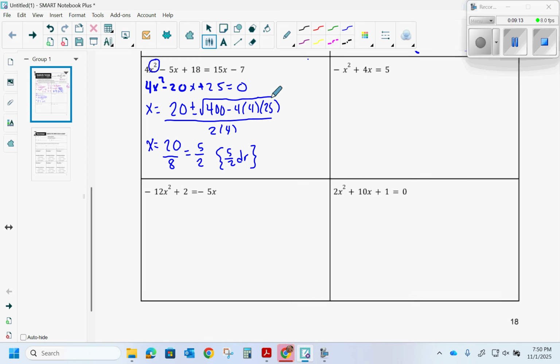And I just want to show you real quick. This one right here is factorable. That factors into 2x minus 5 and 2x minus 5. Okay, so we get 5 halves for each one, but that is factorable. All right, let's keep going. We change colors.